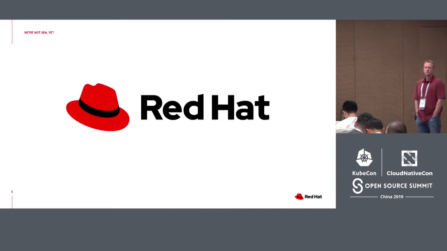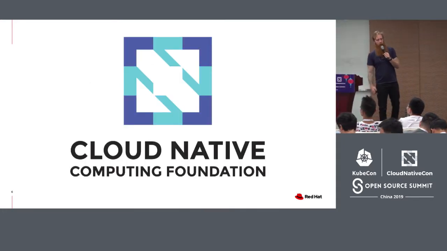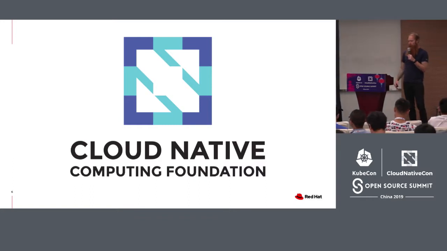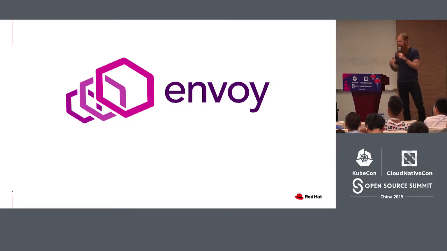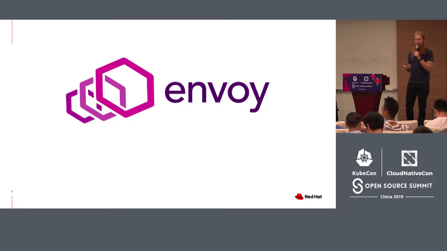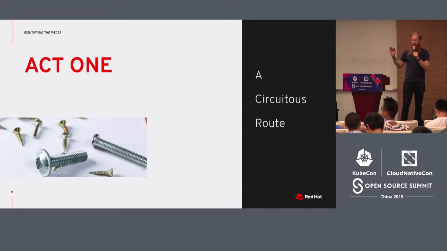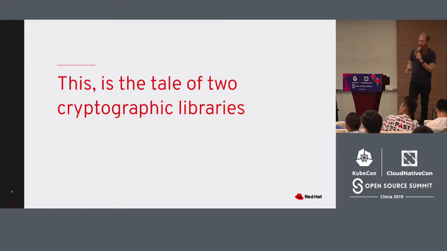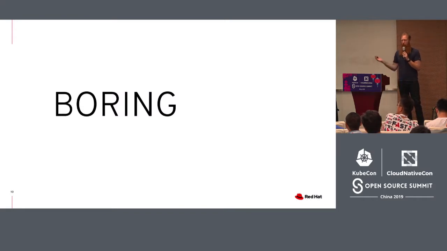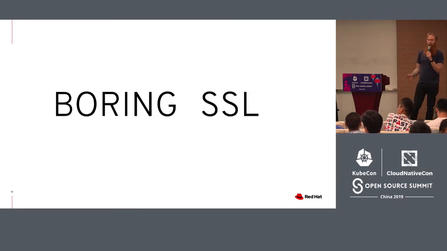So, as mentioned, we are both from Red Hat. We are here to talk about work done on a CNCF project, specifically Envoy. At least I should hope that you picked up on this being about Envoy. If that wasn't obvious, there's tragically not too much I can do for you. But let's start out Act 1. This is a bit of a circuitous route. This is actually the tale of two cryptographic libraries. These topics may sound boring. If so, let's blame it on the reason Bill and I are even here talking to you today, which is specifically a library called BoringSSL.